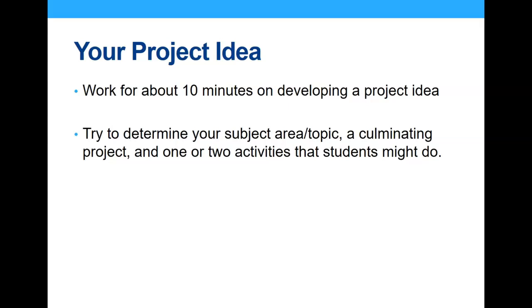Okay, so if we were able to spend half a day together or even a full day, what we would probably do at this point would be to share your project ideas and talk about what you've come up with and give each other feedback. But what I'm hoping you'll do instead is maybe share your idea with some of your colleagues, or take what you've written and look at PBL Works, or even simply Google PBL and science, or PBL in middle school math, or something like that, so that you can get other people's ideas.